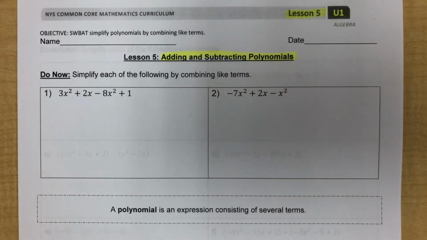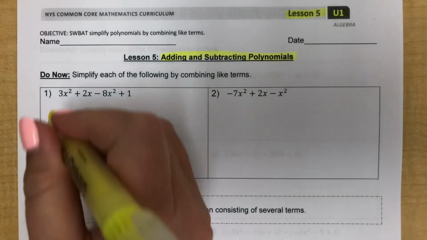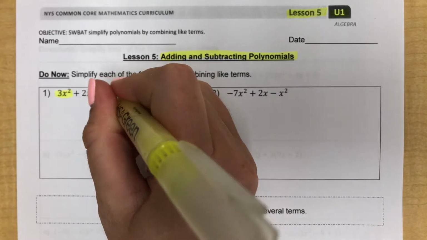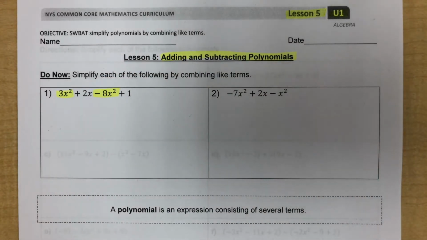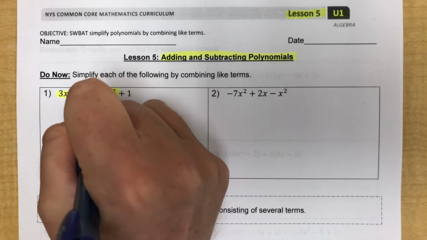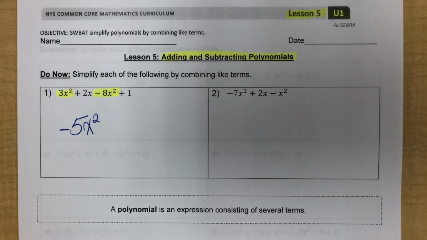As I look at the first term, 3x squared, I know that 3x squared is a like term with negative 8x squared. They both have an x squared, which means they both have the same variable with the same exponent. So I can go ahead and combine those together. I know that 3 minus 8 is negative 5. And then again, I just keep the x squared. So 3x squared minus 8x squared is negative 5x squared.